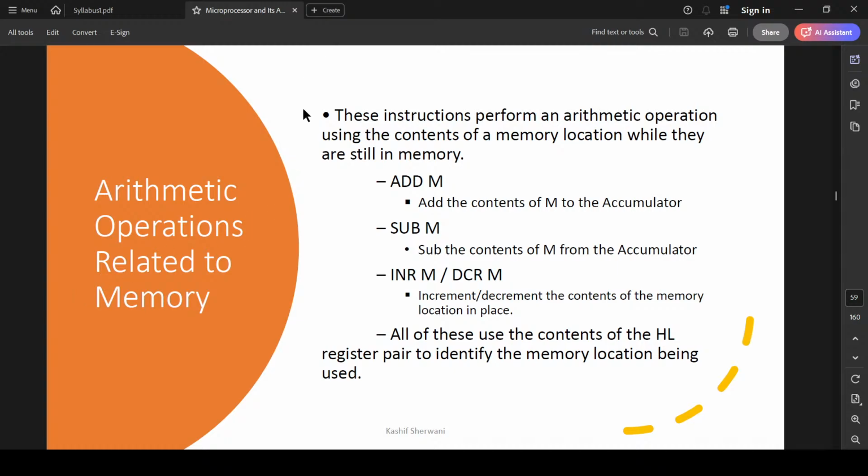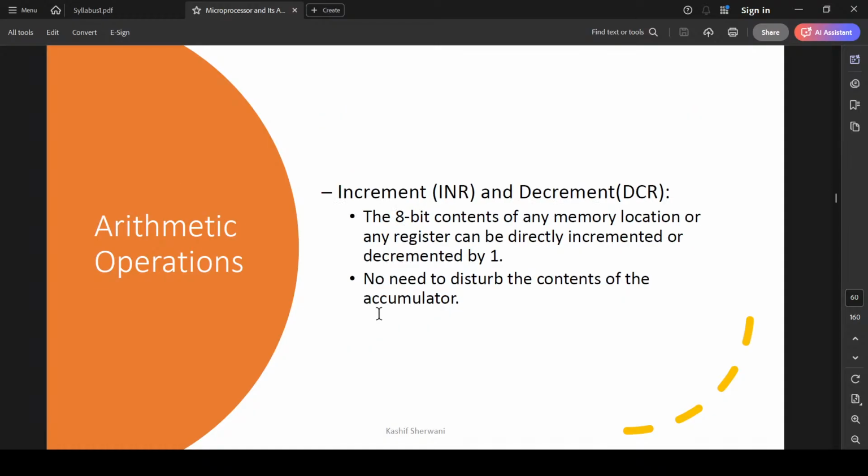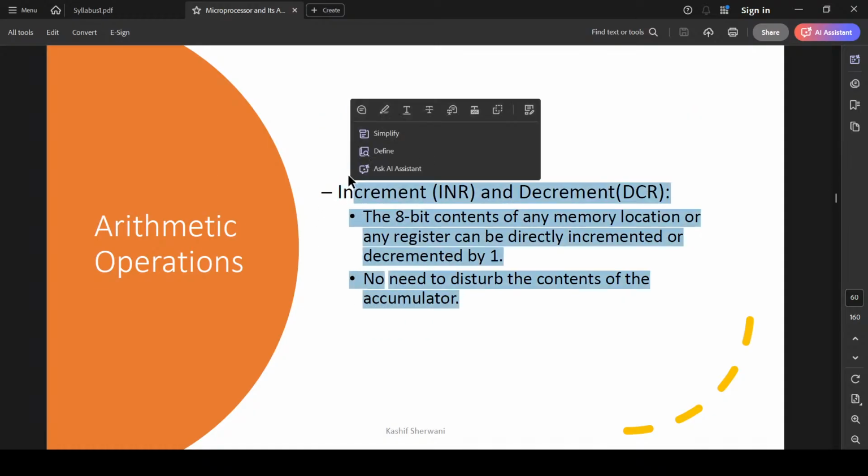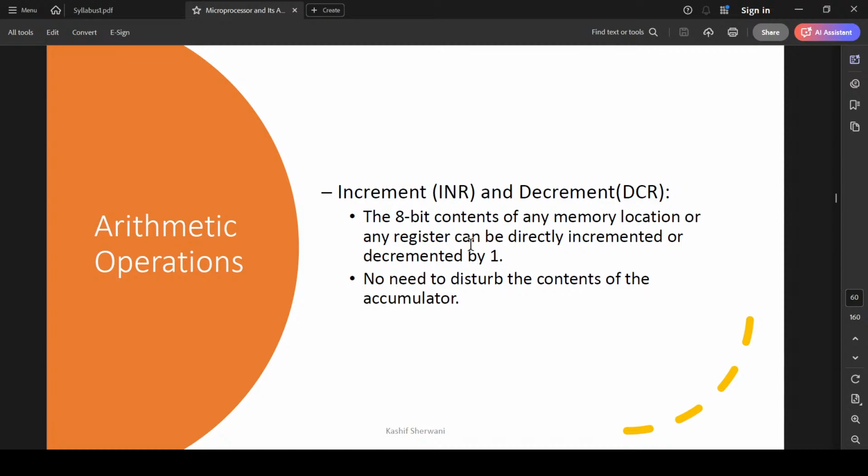Arithmetic operations related to memory. These instructions perform an arithmetic operation using the contents of the memory location while they are still in memory. Add the contents of M to the accumulator, subtract M from the accumulator, increment or decrement M, the contents of the memory location in place. Increment and decrement, already we know, will increase or decrease the value by 1. Okay, the accumulator is not engaged here.